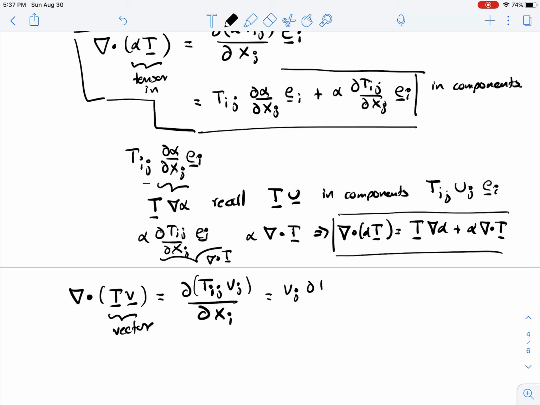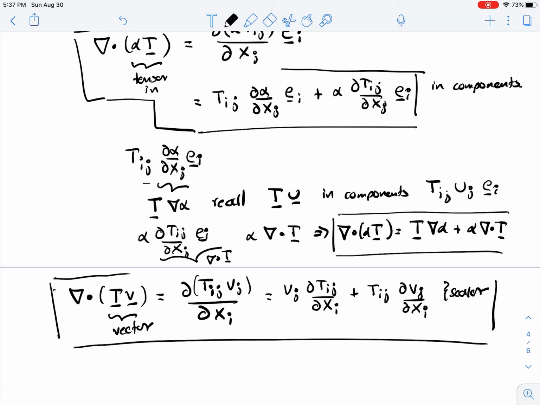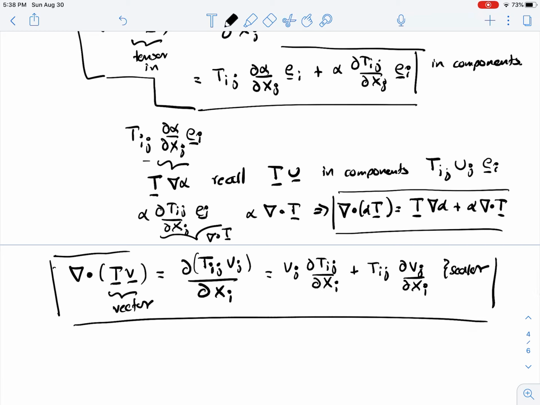And now again, I'm gonna use the product rule for this one. So this would be Vj partial of Tij with respect to xi plus Tij partial of Vj with respect to xi. So that's it. This is one of the identities in components, using the components. It's a scalar, so there's no basis right there. This is a scalar, but it's still expressed in terms of the components of the tensor and the vector V.